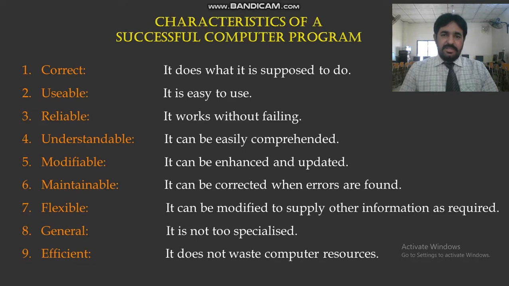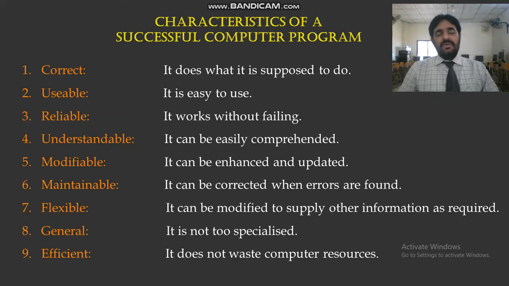When you write any program, there are some characteristics that make a program successful. First of all, correct: it does what it is supposed to do, meaning whatever you want to do, it is doing the same thing. Then usable: it is easy to use. Your program should be easy to use, whether the user is computer literate or not. For example, you are using an ATM machine. It doesn't matter whether you are a computer literate person or an uneducated person, your program should be easy to use. When you take out cash, it should be a very easy process.